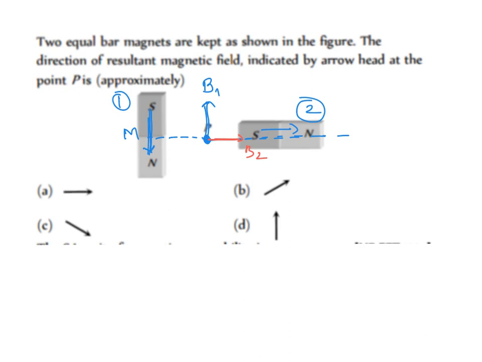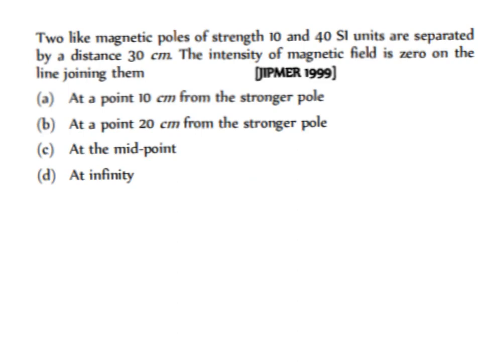This is the reason why this is the resultant magnetic field. So this is why option B holds good. Option B is the right answer for this question. Highly conceptual question, very good question.